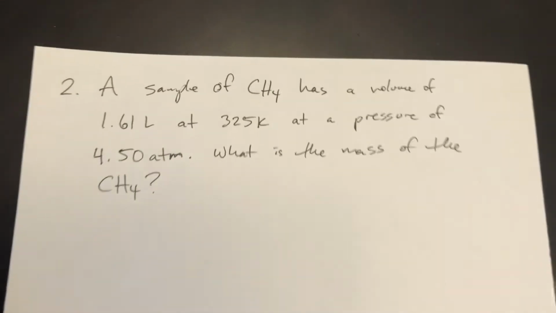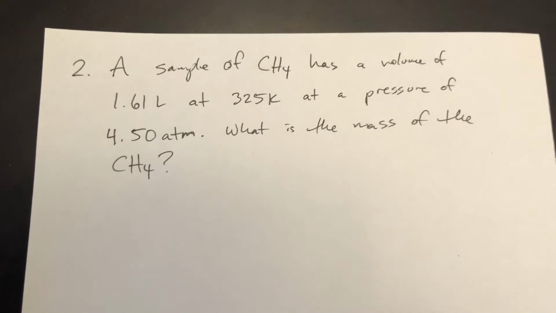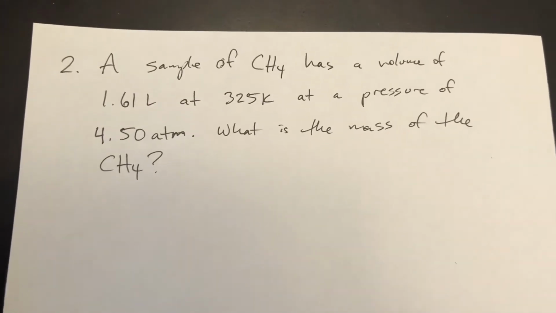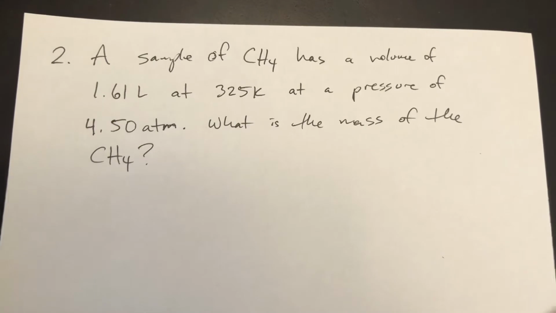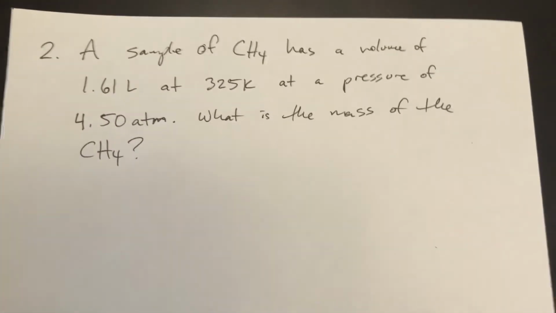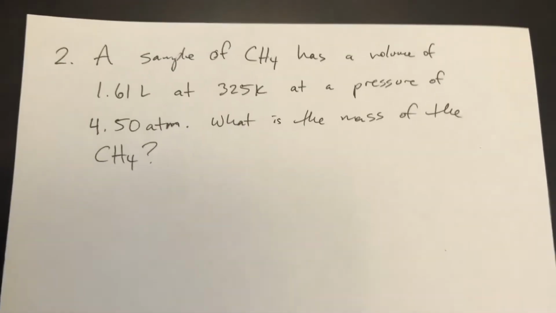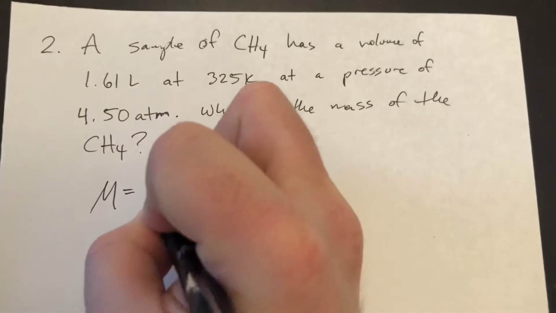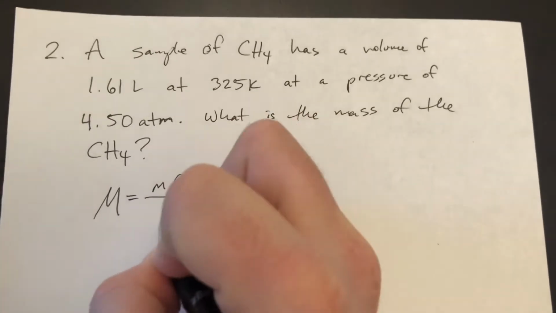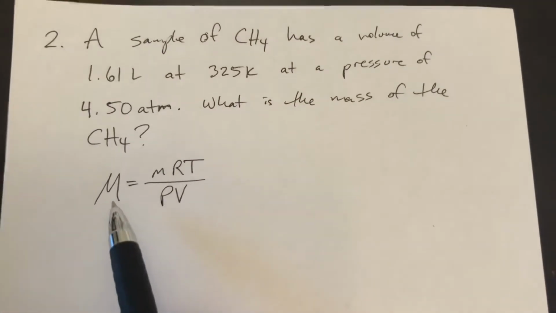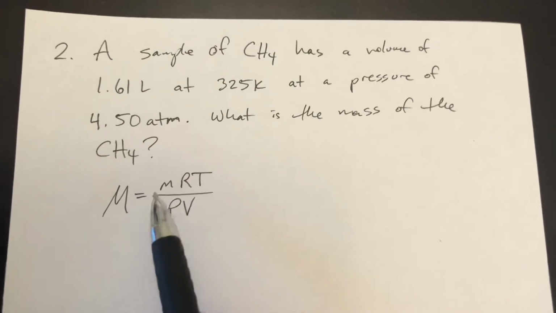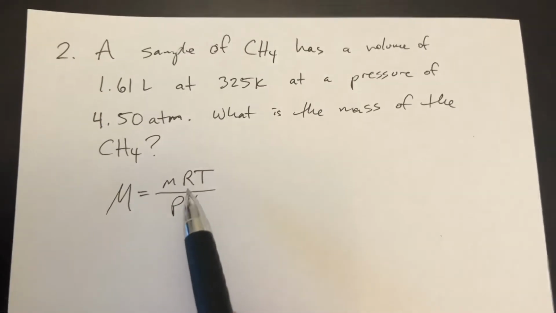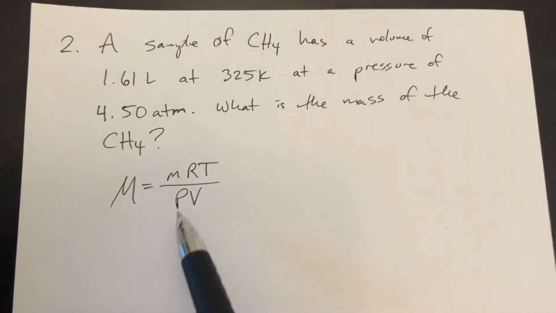Okay. For the next problem, we have a sample of gas that has a volume of 1.61 liters at 325 Kelvin, a pressure of 4.50 atmospheres, and we want to know what is the mass. Well, we only have one equation in the mix that has a mass, and that's this equation. The capital M is molar mass, which you can get off the periodic table, but the little m is mass. And R is the gas constant, T is the temperature, P is pressure and V is volume.